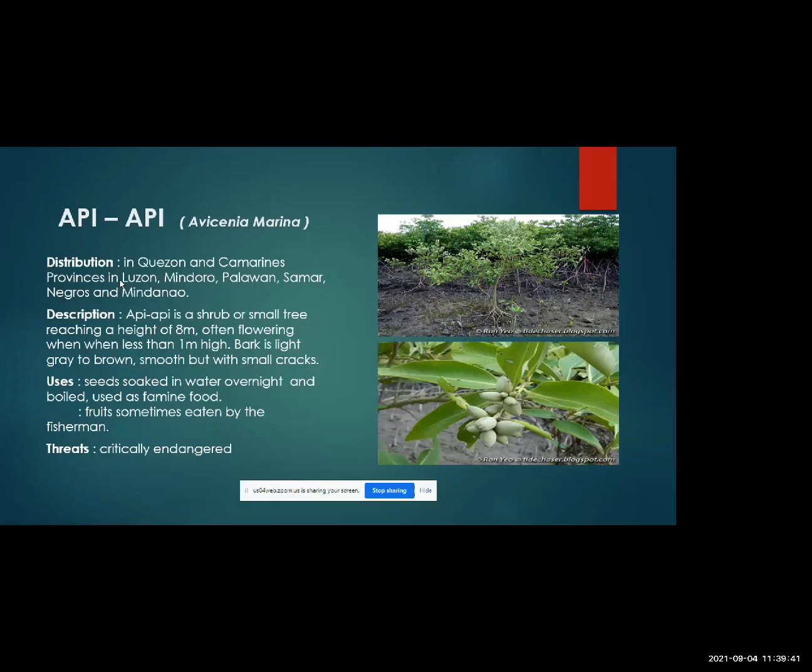The uses of api-api: seeds soaked in water overnight, boiled, used as famine food, and fruits sometimes eaten by fishermen. And also in medicine, resin from the sapwood used locally for snake bites, also for ulcer. So it is used to treat snake bites or ulcers. Then threats: critically endangered. Next.